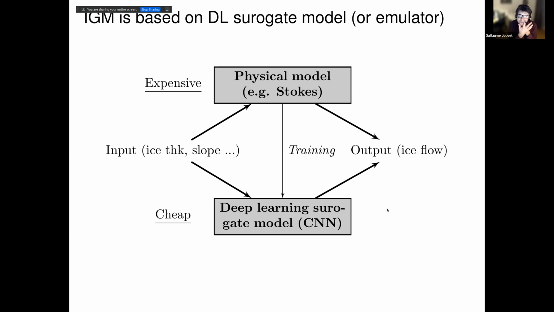So the strategy is, instead of taking the pathway above, which means taking my input, solving the Stokes equation and then getting my output, I want to go the other way around. I want to go for a cheap way to design a deep learning surrogate model, or surrogate model, which is also a synonym for emulators. Okay, how am I going to do this?